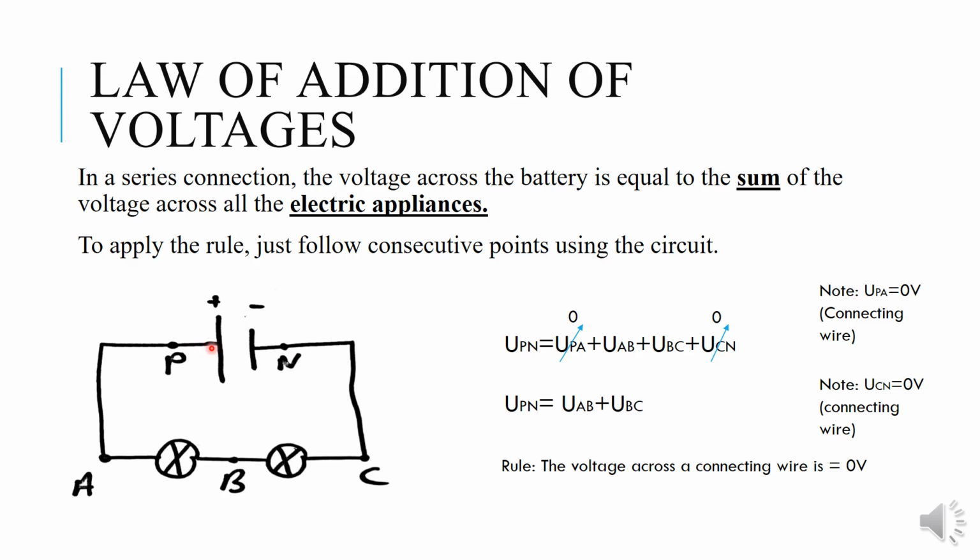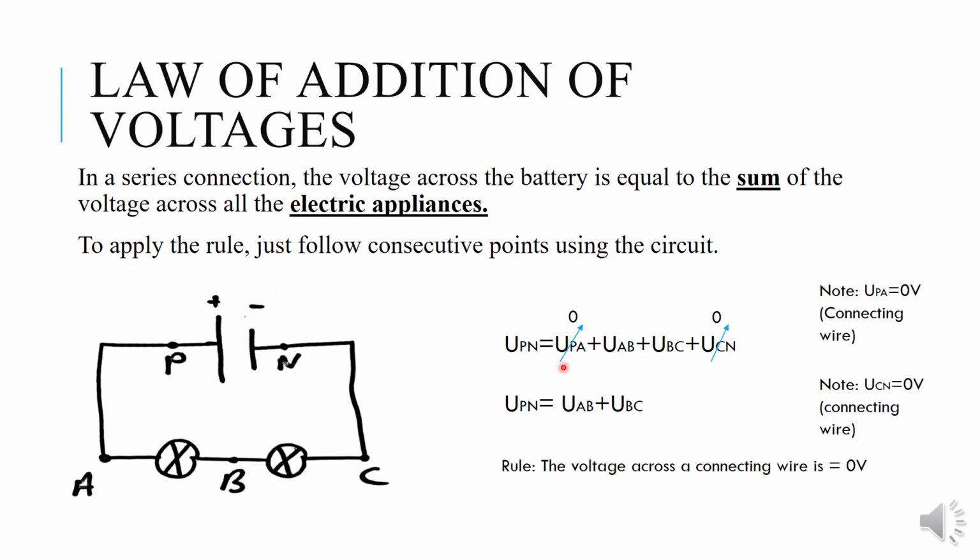So the current, as we said, flows from the positive terminal of the battery and gets back to the negative terminal of the battery. So let's follow the path of the current using the points. First we have the voltage across PA, plus the voltage across AB, plus the voltage across BC, plus the voltage across CN. The sum of these voltages is equal to the voltage across the battery.